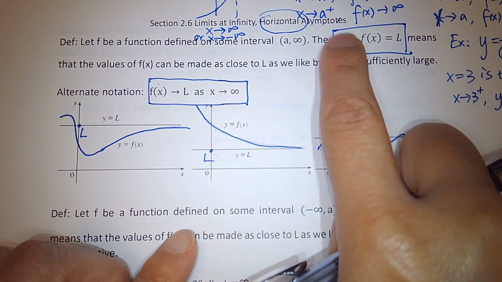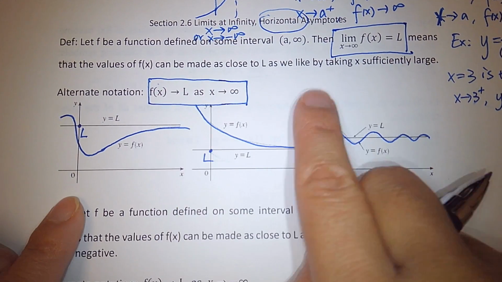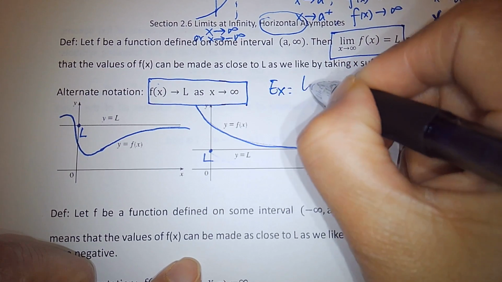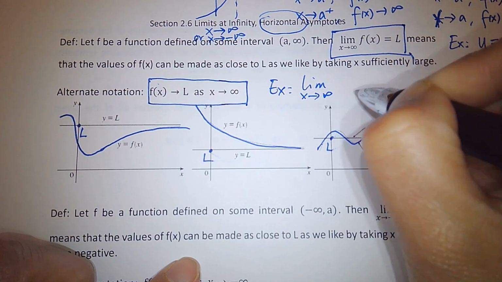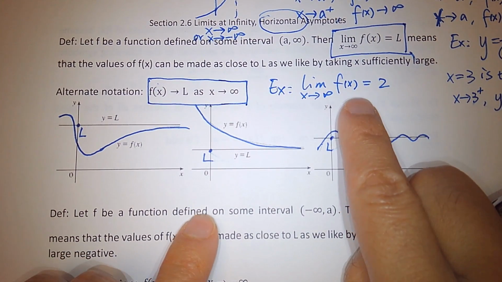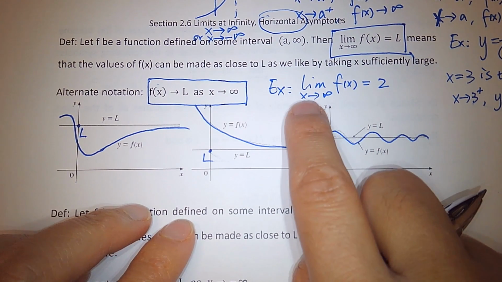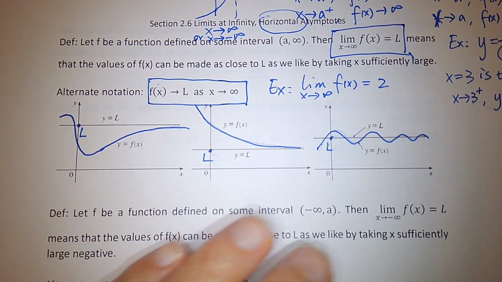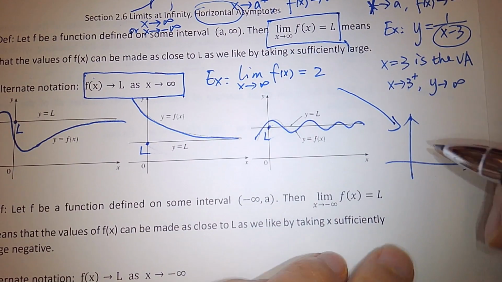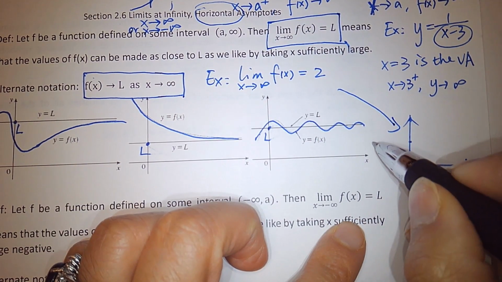If they give you a limit that looks like this, you have to know what this limit means. For example, if I say as x approaches infinity, the limit of f of x equals 2, can you imagine a picture of this limit? You'd have a line going right and getting closer and closer to 2, but never quite reaching it. There are many ways to describe this limit.